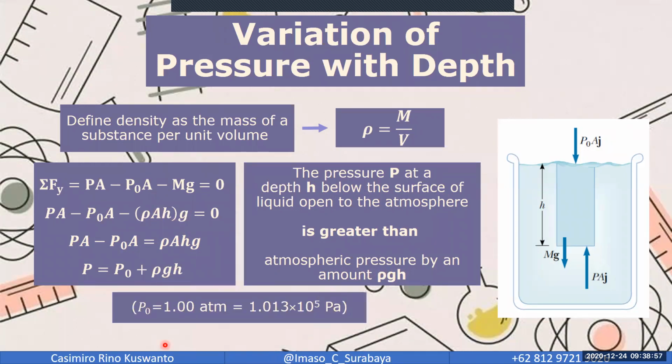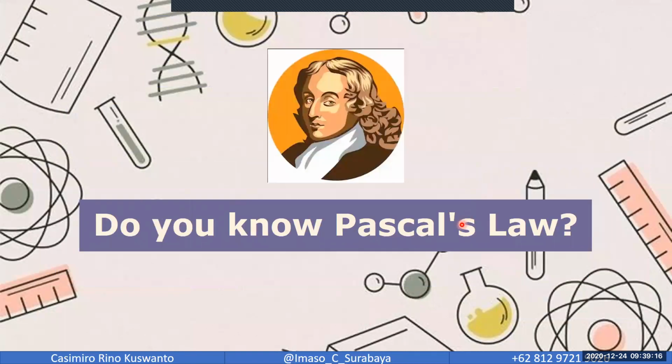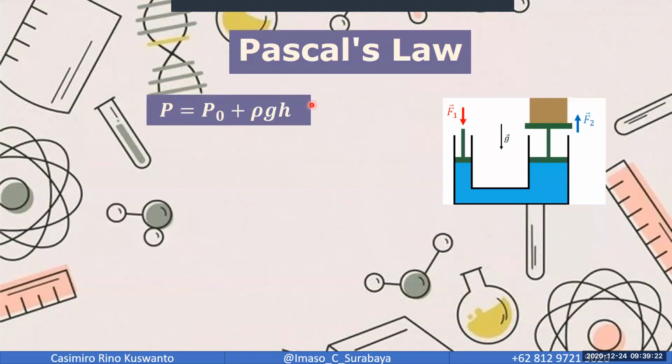For your information, the atmospheric pressure P0 is equal to 1 atm, or in international units, 1.013 times 10 to the power of 5 Pascal. Next, we'll discuss Pascal's law. Again, this equation is known as the hydrostatic pressure.